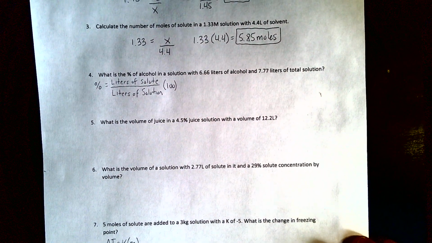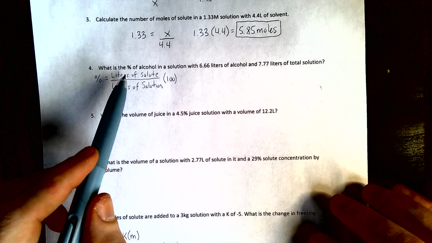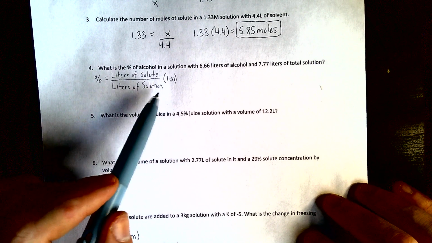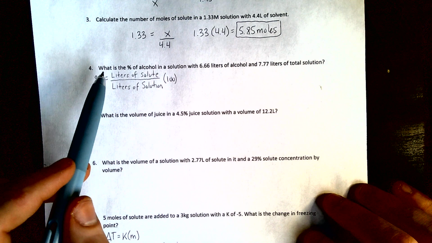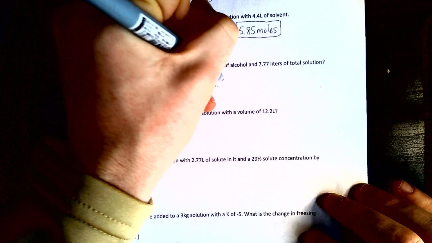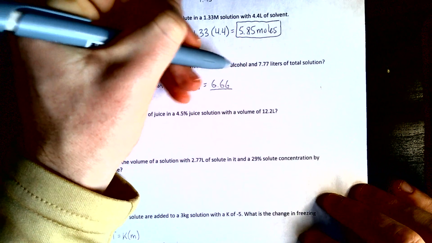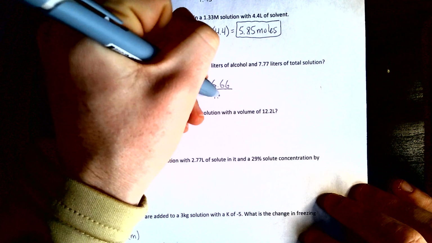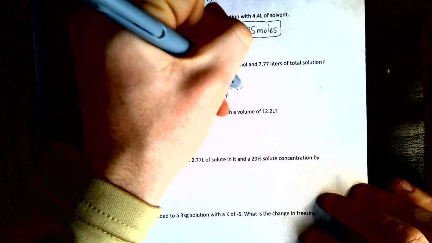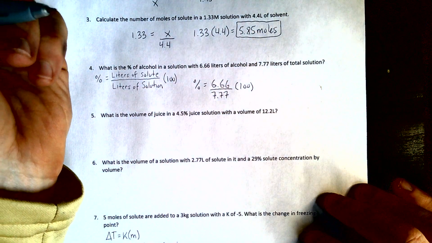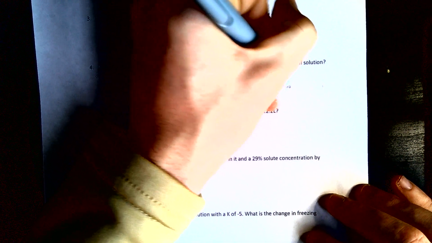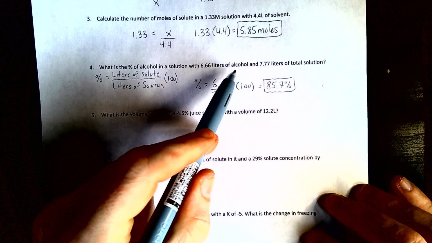Now let's take a look at 4. For this series of problems, we're going to use percent by volume, which is simply liters of solute divided by liters of solution, sometimes you'll see liters of solvent, times 100. In this question, we're looking for the percent. And we have our solute, which is alcohol, and 7.77 liters of total solution, times 100 to make our answer come out as a percent, and we get 85.7% alcohol solution.